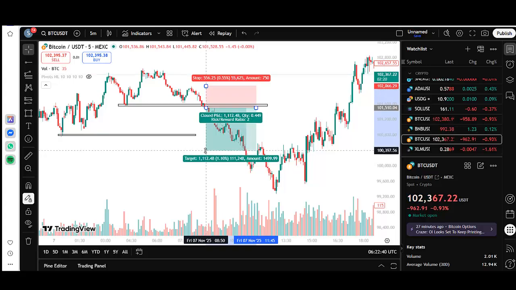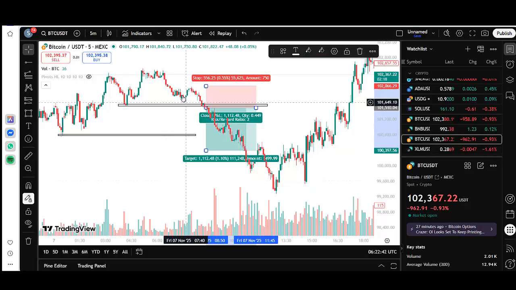Okay, you can go for a simple 1:2 risk to reward, and then guess what? You just win, right? So sometimes if you are someone who doesn't want to use any strategy, and all you know is market structure, you can also use market structure to take trades, and then you win the trades once you study that.